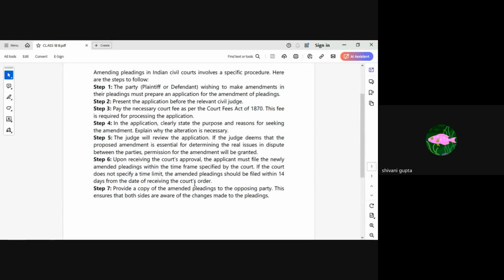Next is step number 7: provide a copy of the amended pleadings to the opposing party. This ensures both parties are aware of the changes being made. So these are the 7 steps we have to follow.